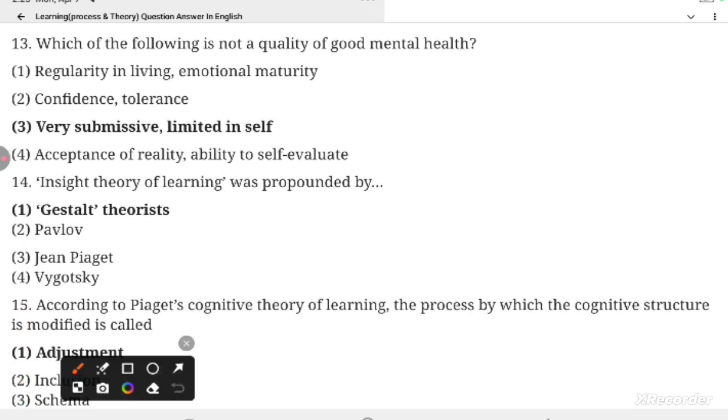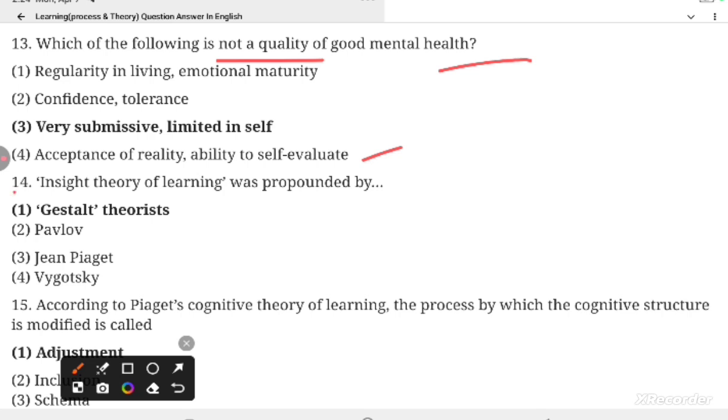Question 13. Which of the following is not a quality of good mental health? Options are regularity in living, emotional maturity, confidence, tolerance and acceptance of reality, ability to self-evaluate. And the answer is very submissive, limited in self. Very submissive, limited in self is not a quality of good mental health. Other options like regularity in living, emotional maturity, confidence, tolerance and acceptance of reality, ability to self-evaluate are qualities of good mental health.